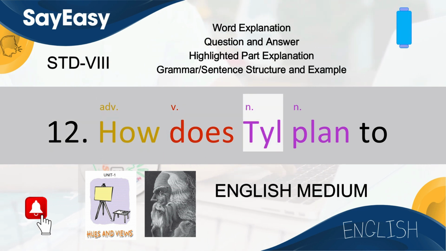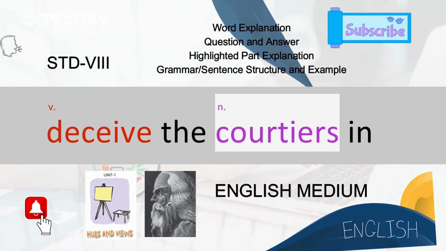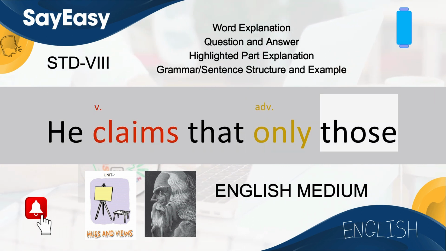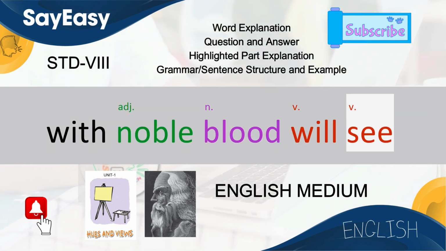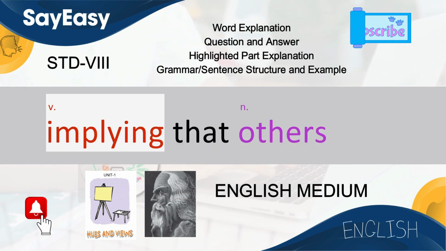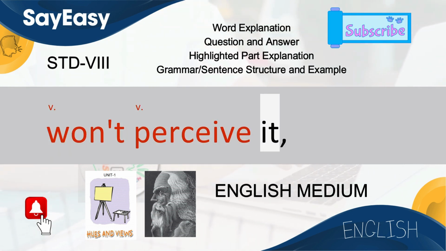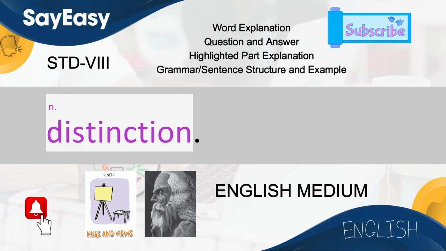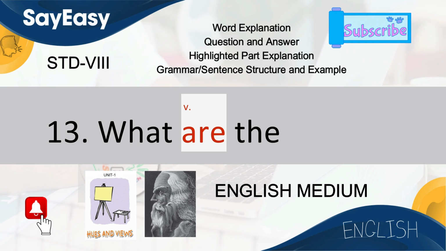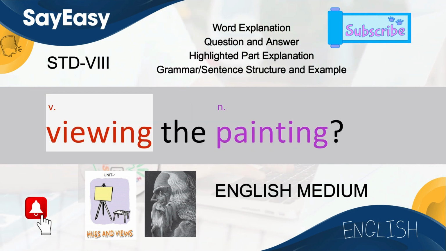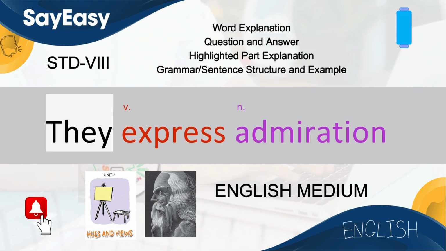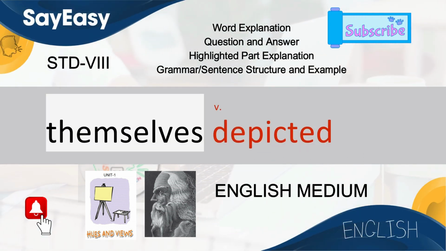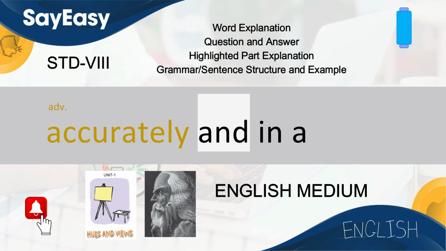12. How does Tivael plan to deceive the courtiers in his painting? He claims that only those with noble blood will see the finished portrait, implying that others won't perceive it, exploiting their vanity and desire for distinction. 13. What are the courtiers' reactions upon viewing the painting? They express admiration for the portrait, believing themselves depicted accurately and in a flattering light.